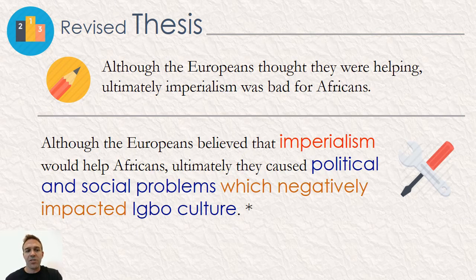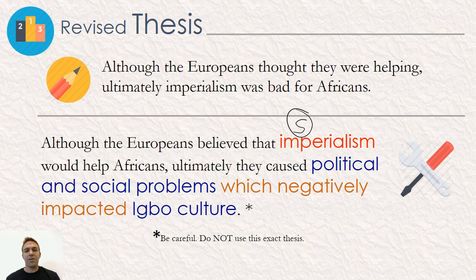So here's our revision. Although the Europeans believed that imperialism would help Africans, ultimately they caused political and social problems which negatively impacted Igbo culture. Real quickly, don't use this thesis, everyone's seen it, but let's take a look at what makes this a stronger thesis. First of all, we have a very clear subject, imperialism.